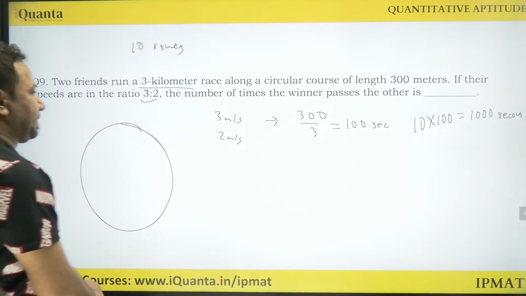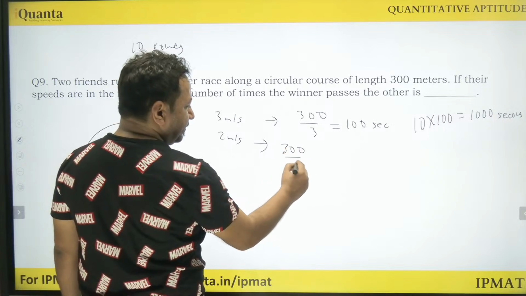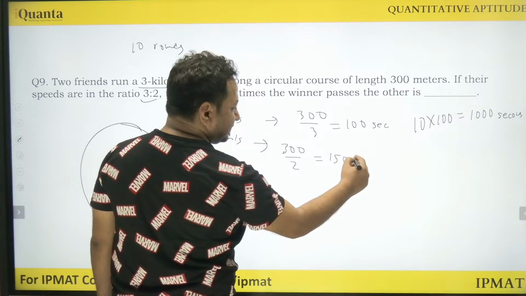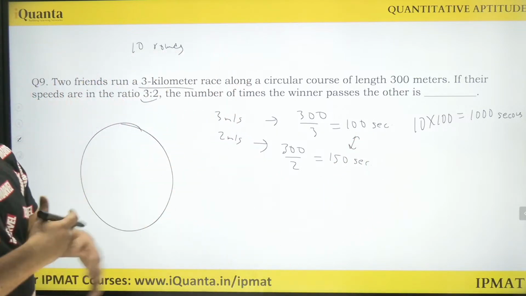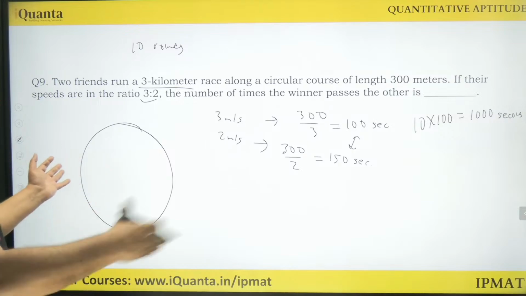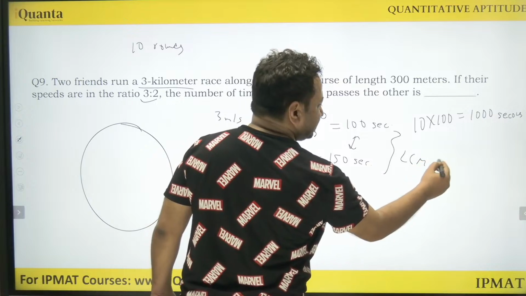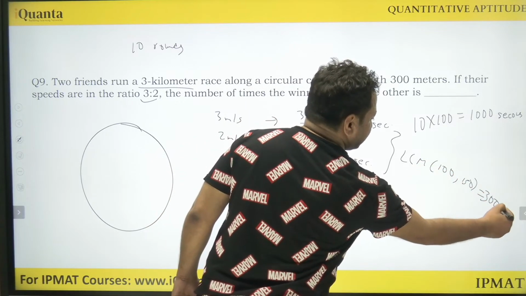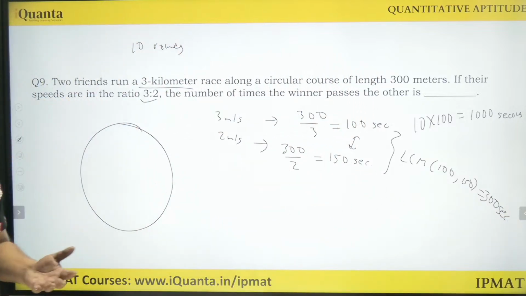No? Okay. This slower guy will be running around the track in 150 seconds. But time should be same at which the first runner is crossing the second one, which can happen at the LCM of these times, that is 100 and 150, which will be 300 seconds. So after every 300 seconds, the first runner is crossing the second runner.